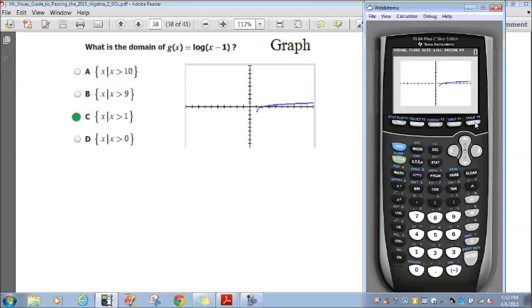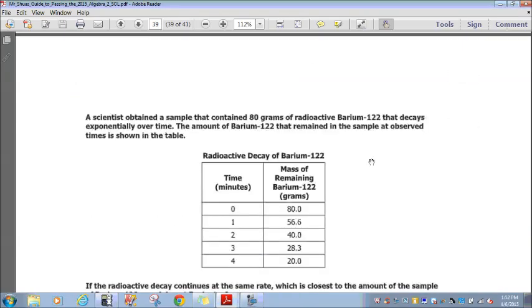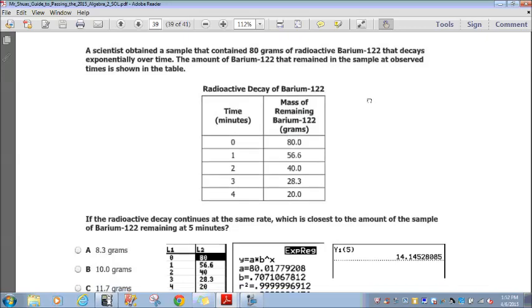All right, so domain. Domain basically means x values. Well, looks like your x values start at positive 1 and keep going. So x such that x is greater than 1. That's the only answer choice that makes sense. Choice C right here. Right? All right. That one's done. Question 36. All righty then. Let's see what we have here.